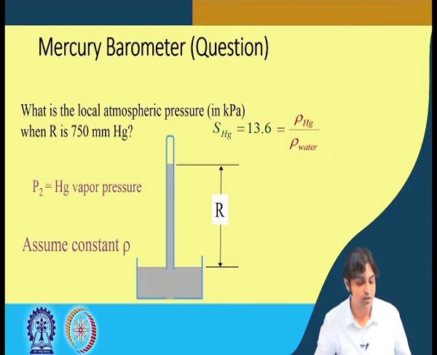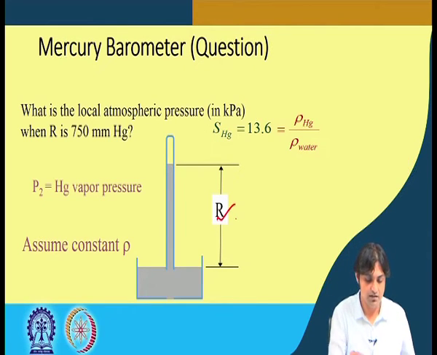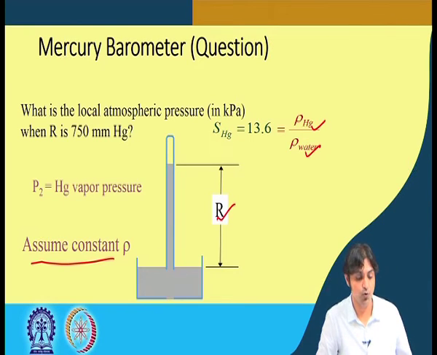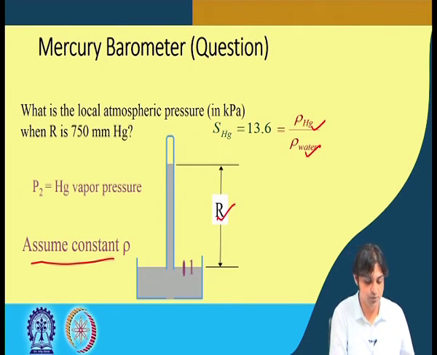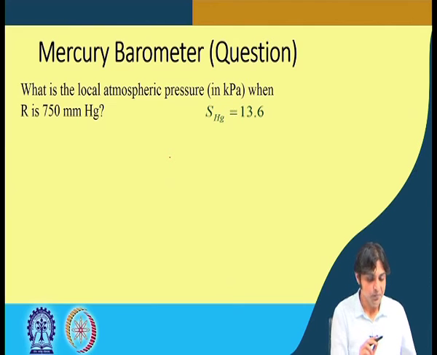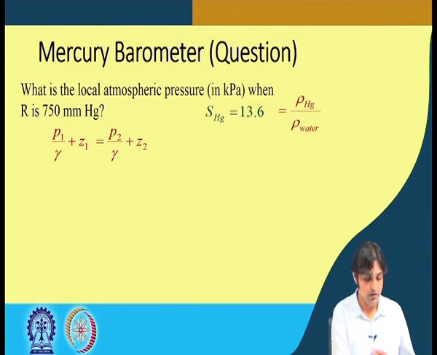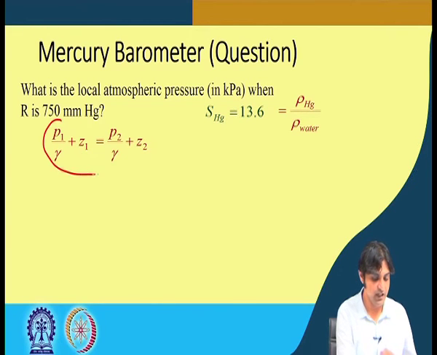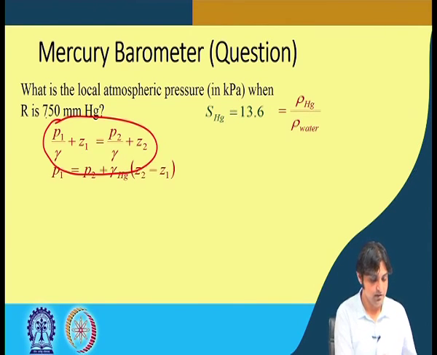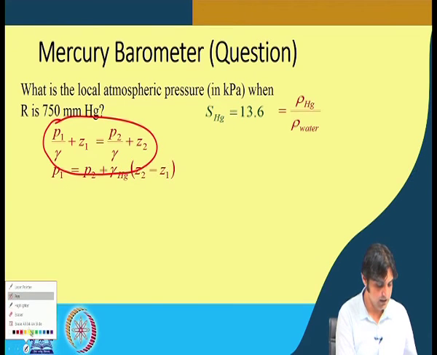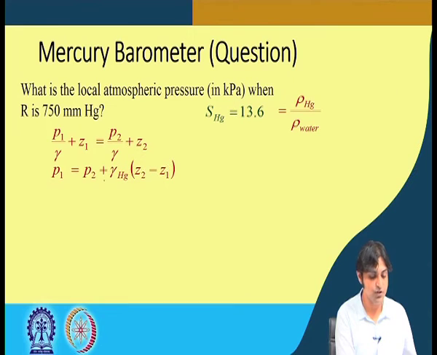Now a simple question: what is the local atmospheric pressure when R is 750 millimeters of Hg? This is R. We are given the density of mercury relative to water as 13.6, and we have assumed incompressible fluid with constant rho. Here this is point 1 and this is point 2. We have seen that the piezometric head is constant, so we can write P1 is equal to P2 plus gamma Hg into z2 minus z1.